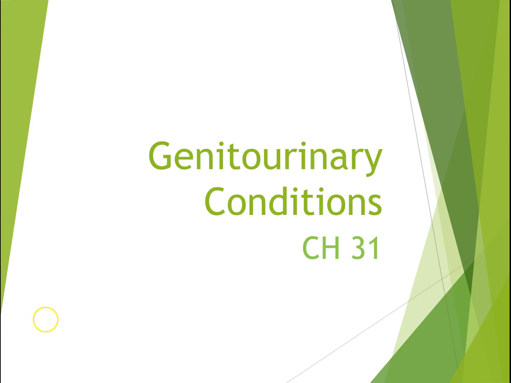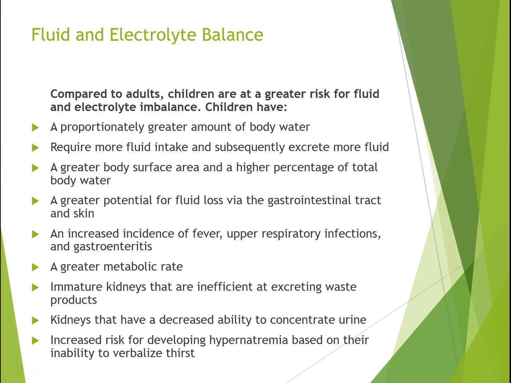Very quickly here are some genitourinary conditions that you may see in the pediatric population. So children are at greater risk of fluid and electrolyte imbalances. They have a proportionately greater amount of body water. Vomiting and diarrhea can be a more significant problem for a child than it is for an adult. Greater potential of fluid loss from the GI tract and from the skin. So again, if they have some sort of a GI issue where they're vomiting or having diarrhea, or for skin, if they have a burn, they have a greater risk of a fluid and electrolyte imbalance.